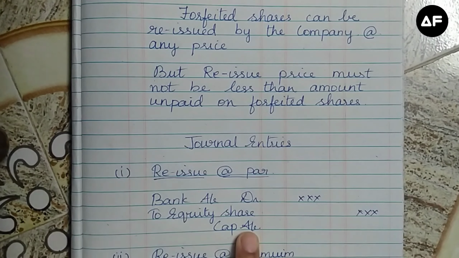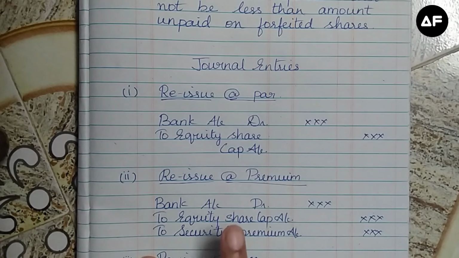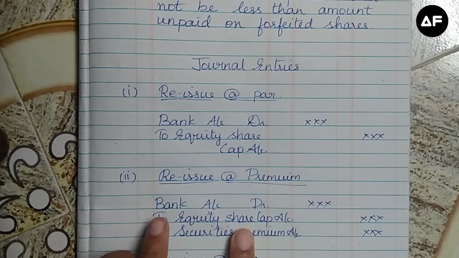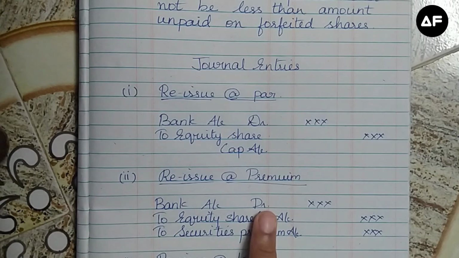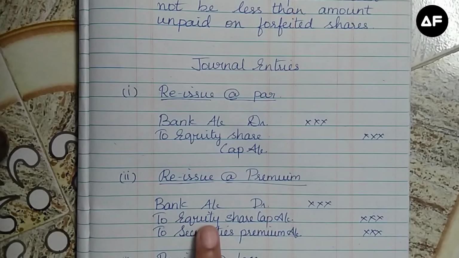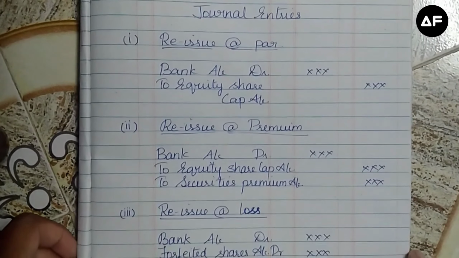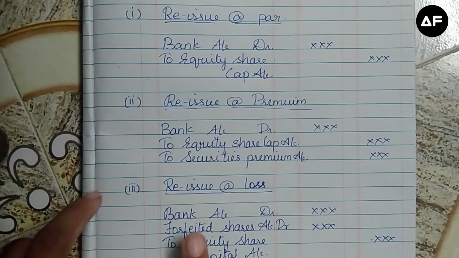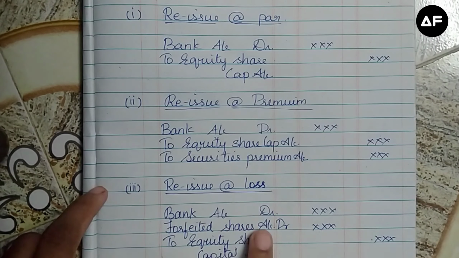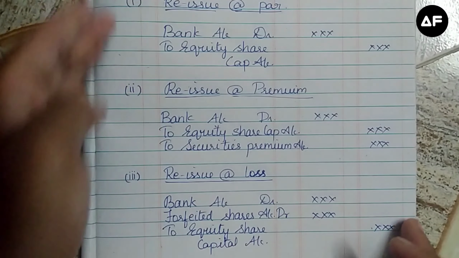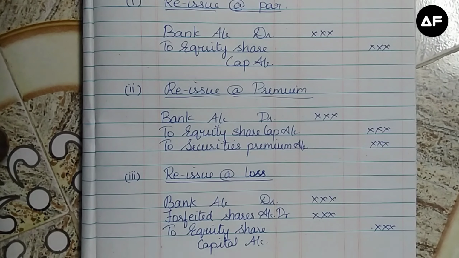Next is the reissue at a premium. If the shares are being sold at a premium, then the reissue is at a premium. So Bank Account debit, and premium is always credited: Share Capital Account and Securities Premium Account. Next is if the reissue is going to happen at a loss: Bank Account debit, Forfeited Shares Account debit to Equity Share Capital. These are the three types of journal entries, or the three ways of reissuing the forfeited shares.